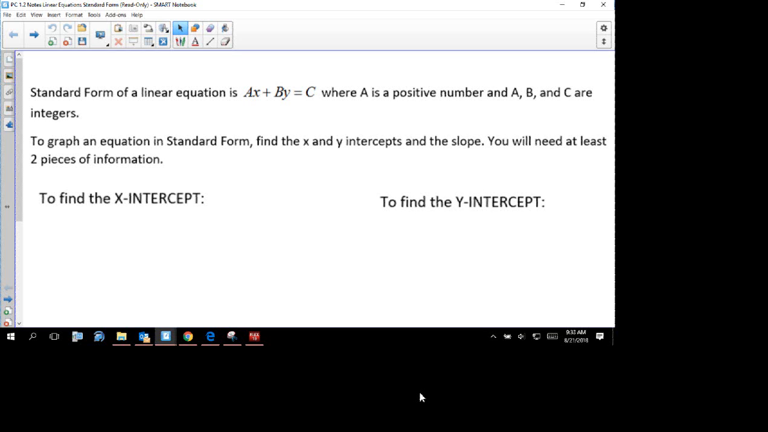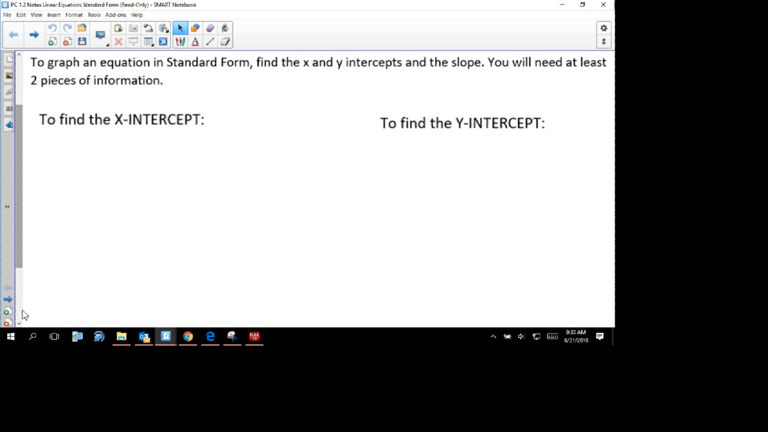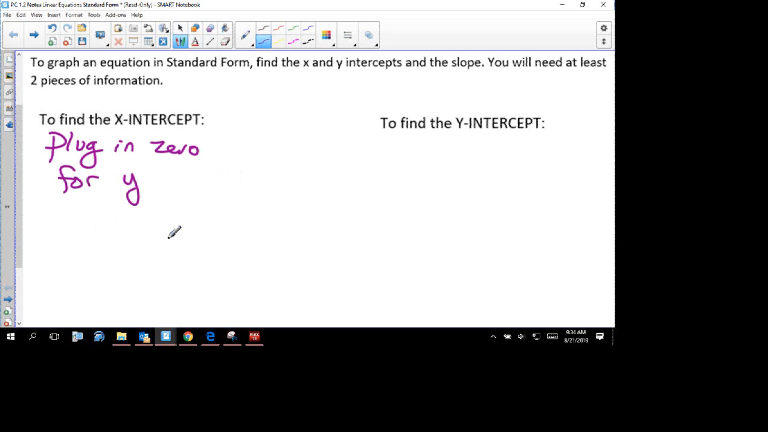So to find the x-intercept, do we know how to find any x-intercept, like for any equation ever? On the graph, the x-intercept is on the x-axis. What do you know? Plug in 0 to y. Yeah. On the x-axis, the y value is 0. So to find the x-intercept, just plug in 0 for y and solve for x. So it would look like x value, comma, 0.